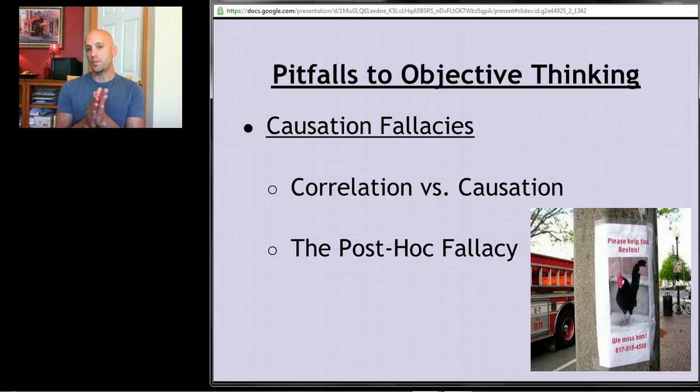Again, this is a specific example of correlation versus causation. 22 guys running around a field and sewer systems backing up are correlated. But what's causing those sewer systems to back up is everyone flushing at exactly the same time. So the post hoc fallacy is exactly that. Just because A happens and then B happens doesn't mean that A caused B.